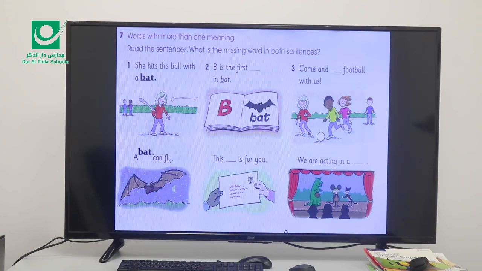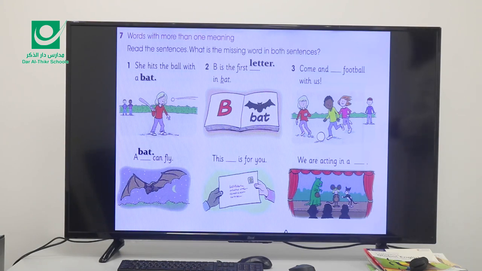So as you can notice, students, in the girl's picture, we said a bat. And the second picture, we said bat. See, so this is the exercise for today. One word, but it expresses more than one meaning, and they call it multiple meaning. As we put this again in one of the lessons objectives for today, to study the same word but with multiple meanings. Yes, now if we move to number 2, B is the first in the word bat. First what?